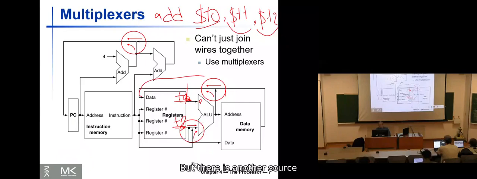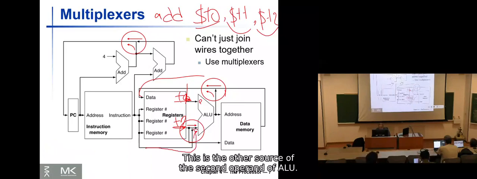But there is another source also. Who could say what that is? Look here. The other source is coming from here. This is the other source of the second operand of the ALU. What is that? Yes? Immediate value. Give me an example of an instruction. Like add immediate? Add immediate.